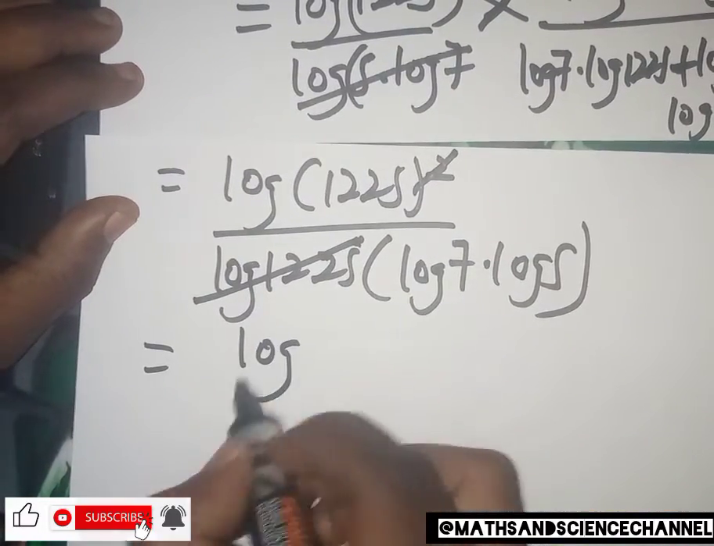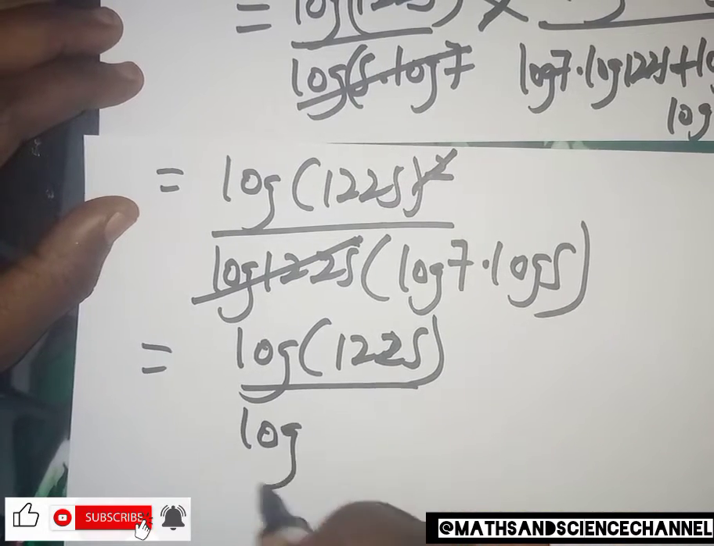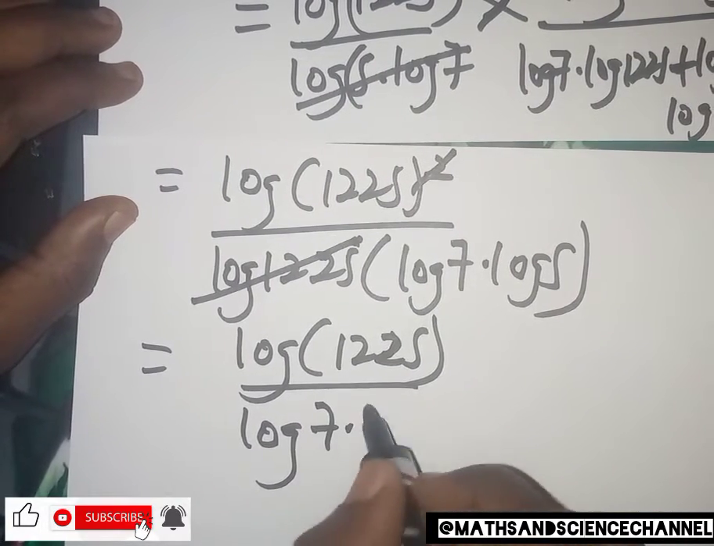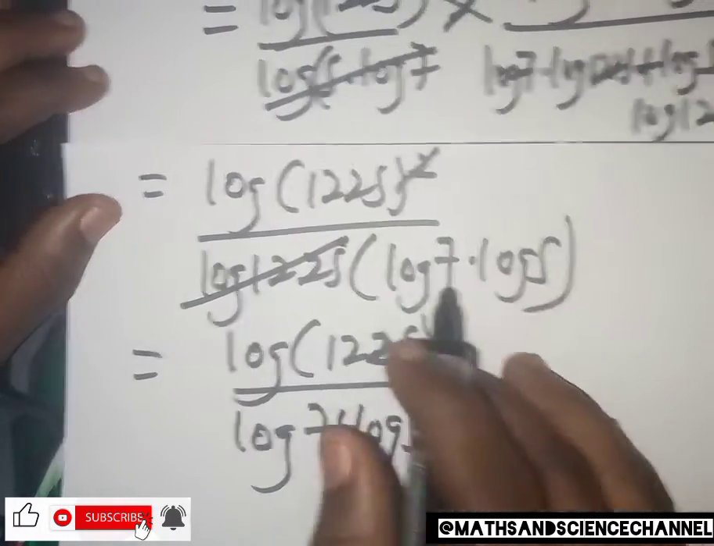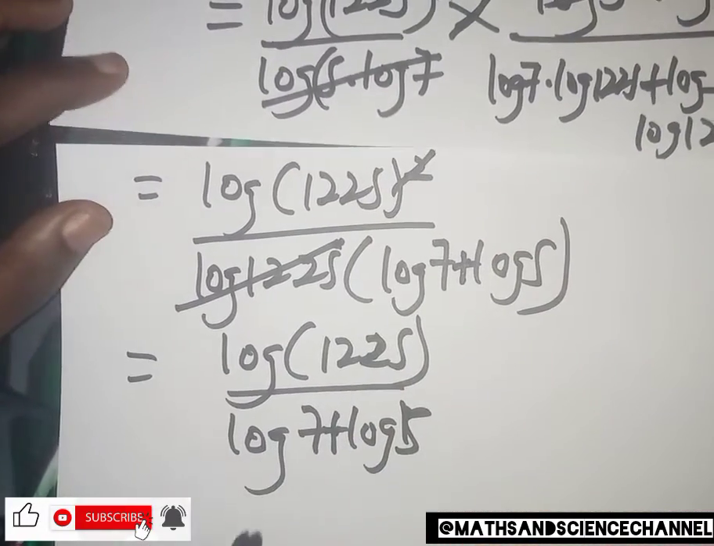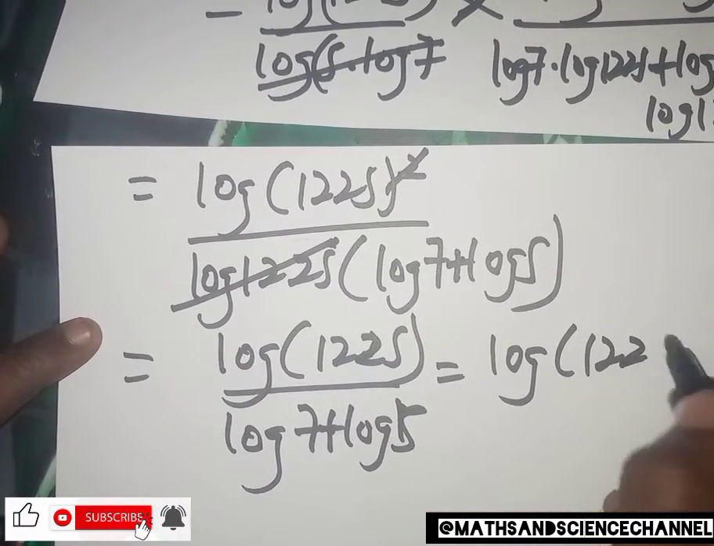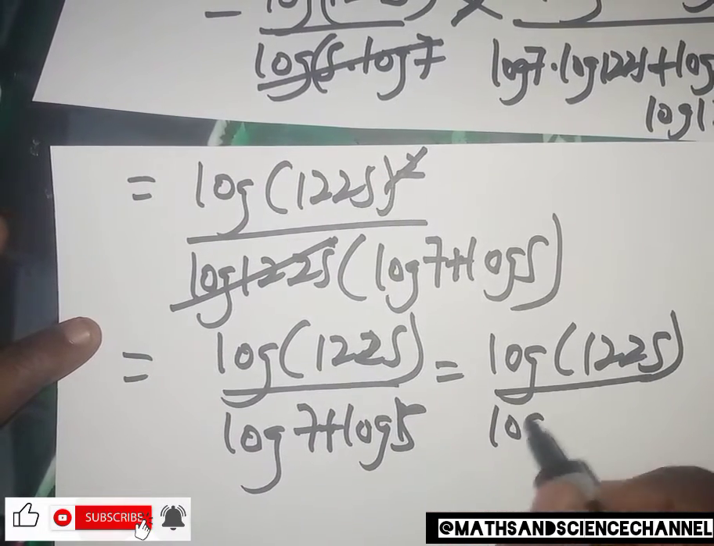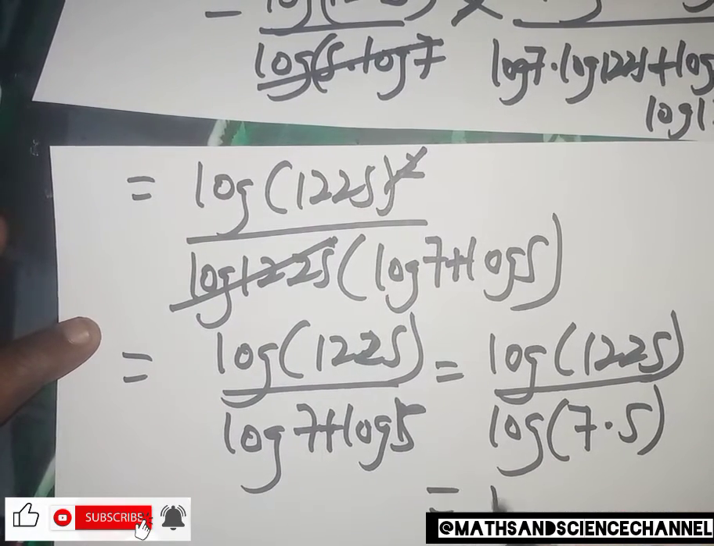So what is left here is log 1225 being divided by log 7 multiplied by log, plus log 5. Remember, it is plus, so when you factorize that out, it becomes plus rather. So this is just log 1225 divided by log 7 multiplied by 5, which is just log 1225 divided by log 35 in this case.